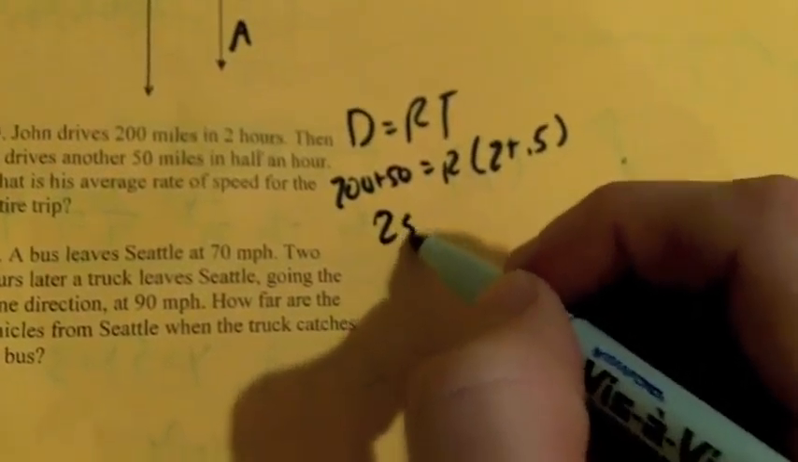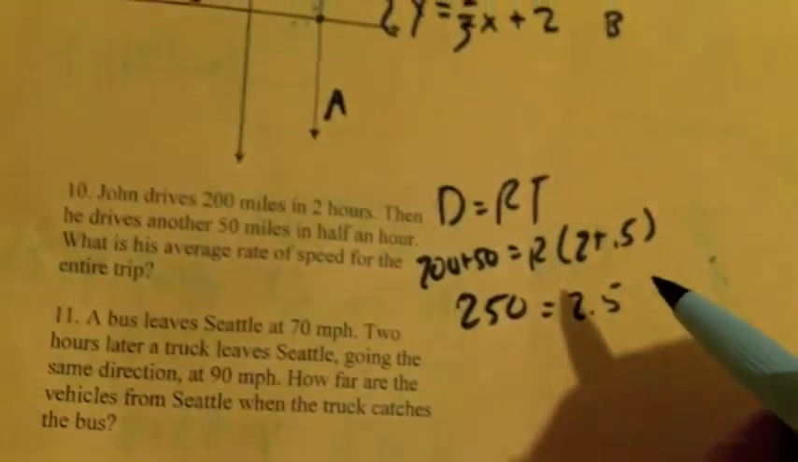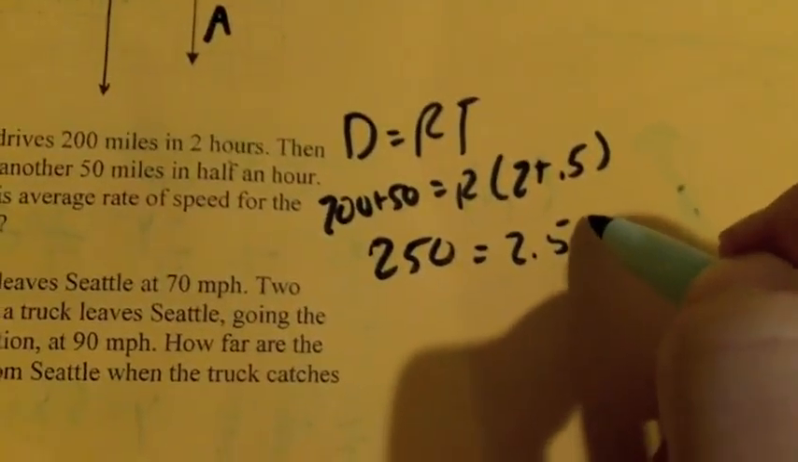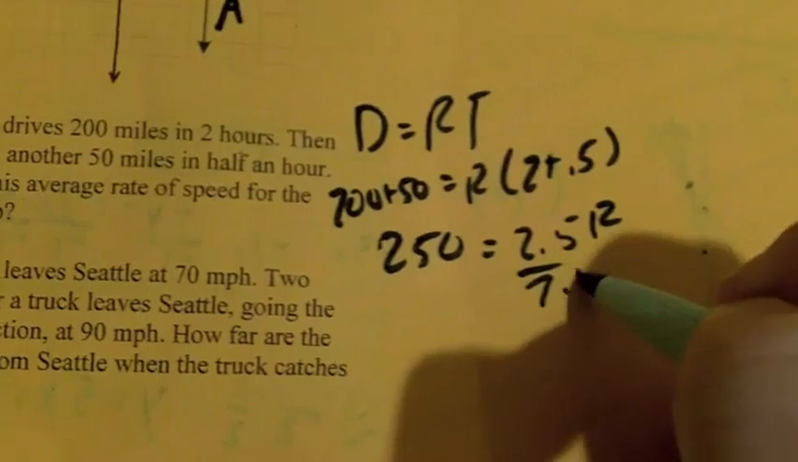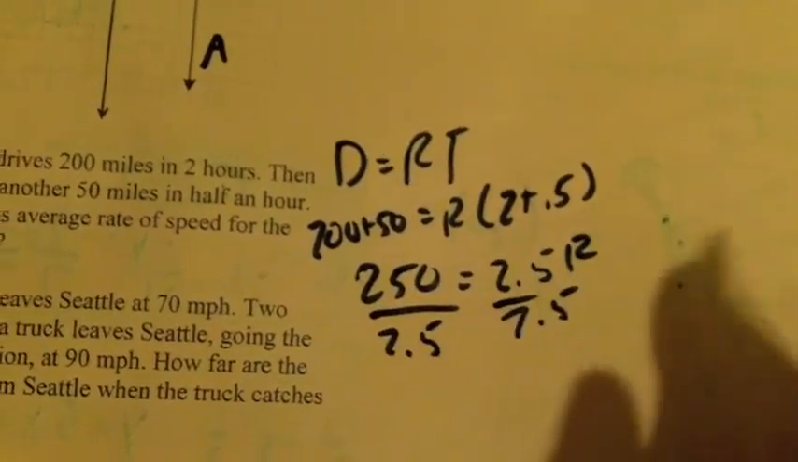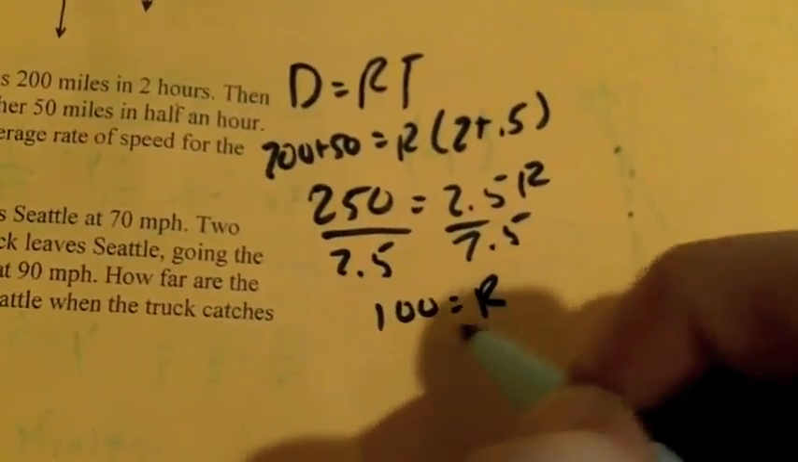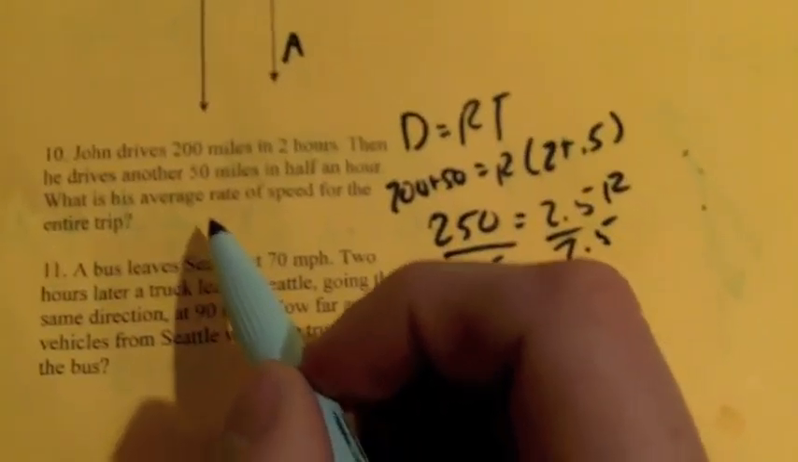Write the equation. 250 equals 2.5 r. Divide by 2.5 on both sides. 250 divided by 2.5 is 100, which equals the rate. So the answer to number 10 is 100.